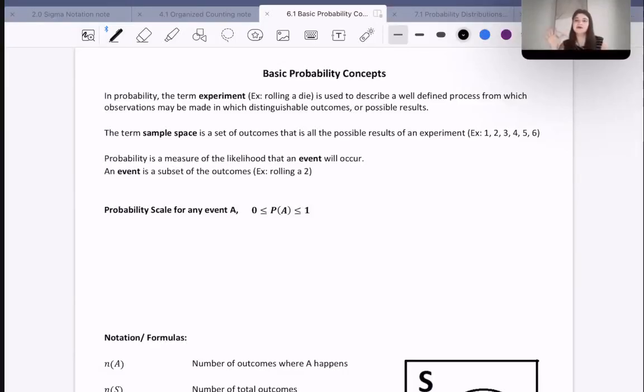Hello, everyone. Welcome back. Today, we are going to be talking about basic probability concepts. Today is our very first day in Unit 3, so hang tight.